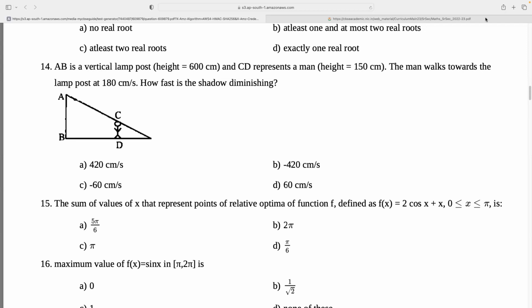Answer for this. So if I take this point to be E, you need to find the rate at which DE is decreasing. Answer.